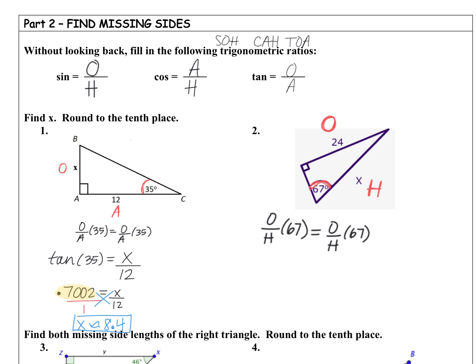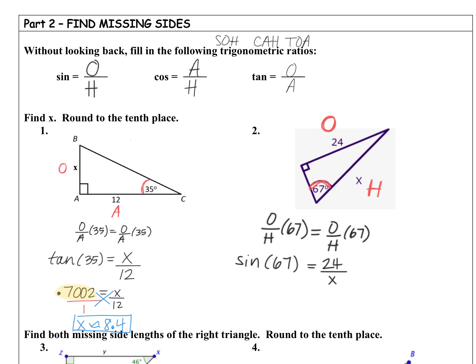Okay. So O over H of 67, let's see. What's the name for that? Sine. Sine of 67 is equal to, okay, what's this one? Be careful. What is the opposite? It's 24. So x doesn't always get to go on the top of the fraction. It just depends on where things are at. So you write O over H of 67 is equal to O over H of 67 because if they're similar triangles, they should have the same ratios. They're equal to each other.